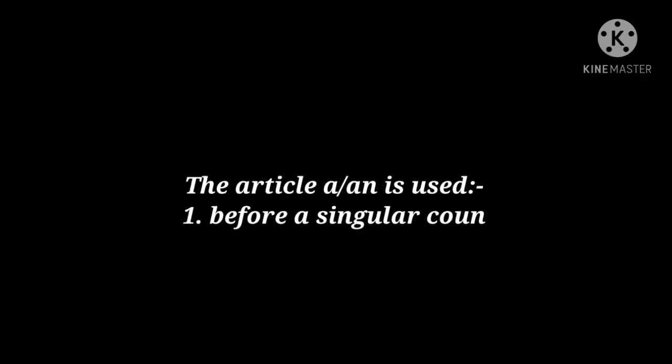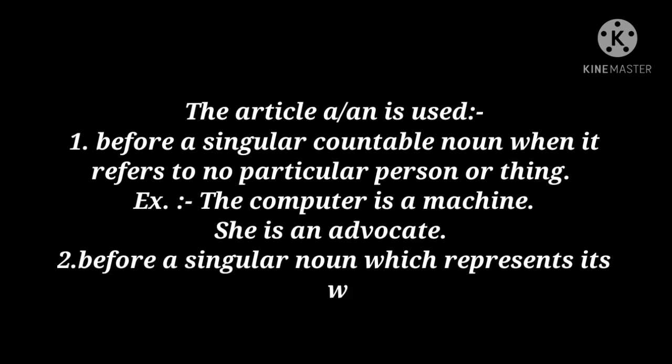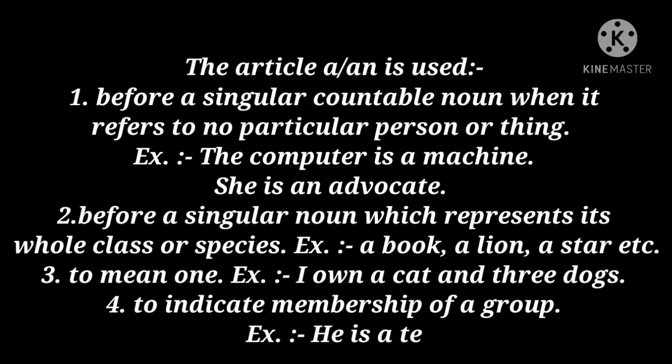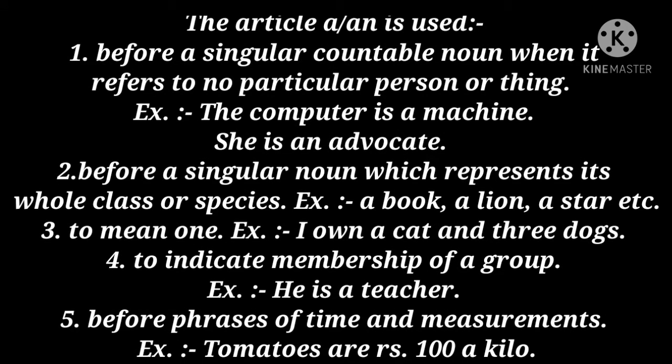Now children, let us see a few rules where we have to use a and an. First, before a singular countable noun, when it refers to no particular person or thing. Example, the computer is a machine. She is an advocate. We can use it before a singular noun which represents its whole class or species. For example, a book, a lion, a star, etc.